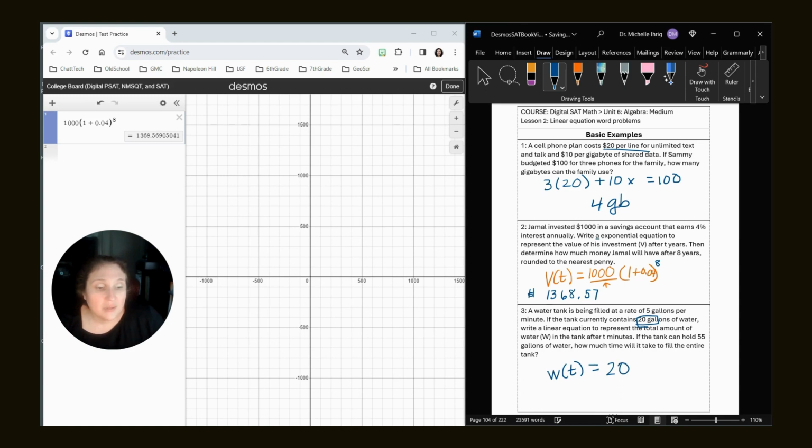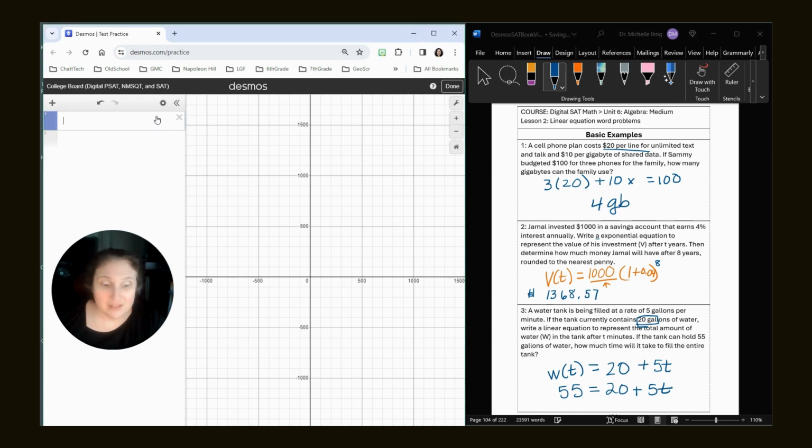And it says if the tank can hold 55 gallons, how much time will it take? So we've got W of t, so the water in the tank is 20 gallons plus 5 gallons per minute. That's our equation. They want us to figure out, okay, well, what is it when W of t is 55? Now, a lot of you might be able to do this right in your head. Subtract 20, get 35, divide by 5, get 7.